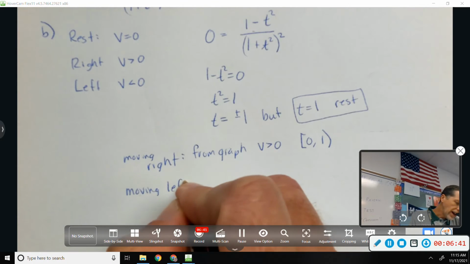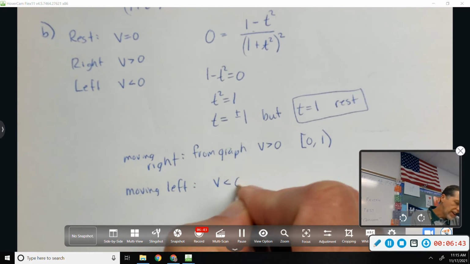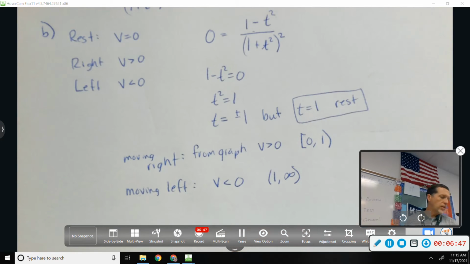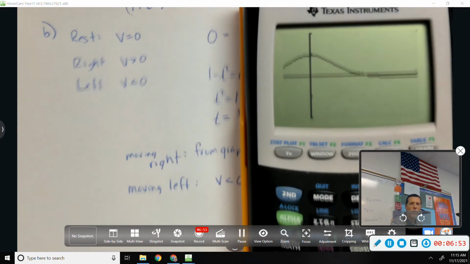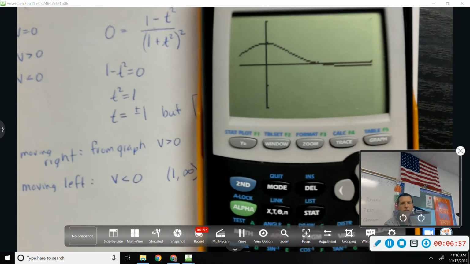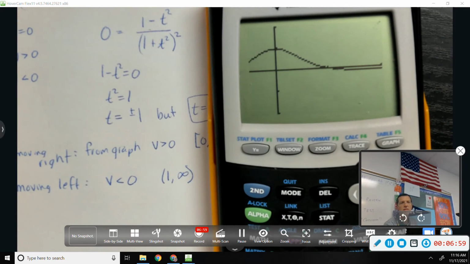And we're moving left when v is less than 0, and that happens from 1 to infinity. Wait, yeah, here's a question. How do I know it's 1 to infinity? I don't see all the way out there. How do I know it doesn't go positive somewhere else? Because it gets lower.